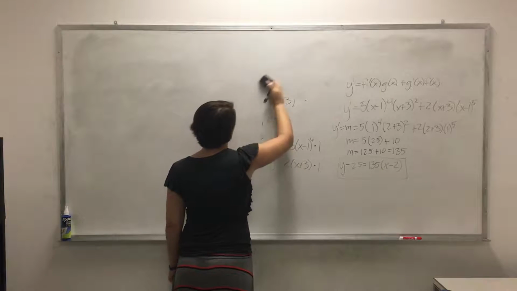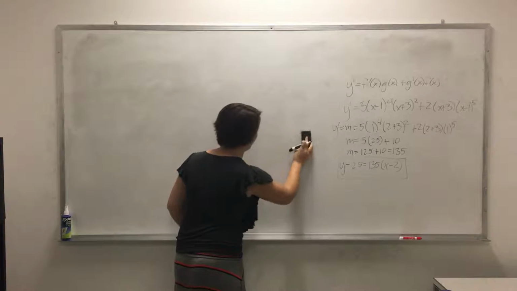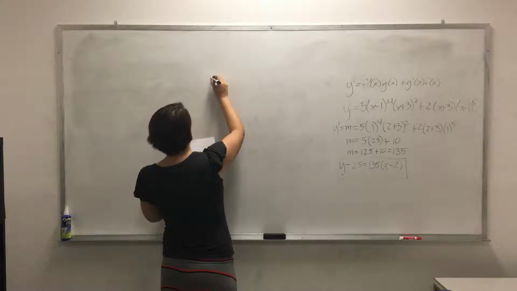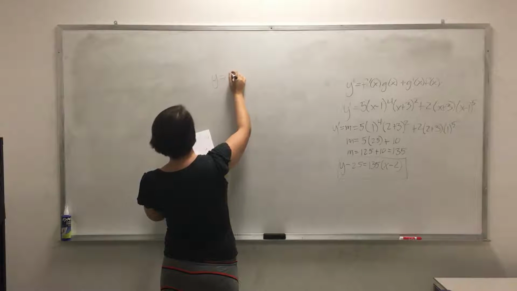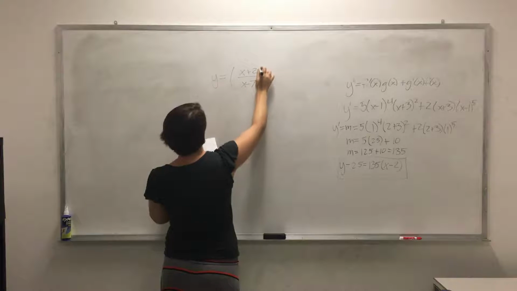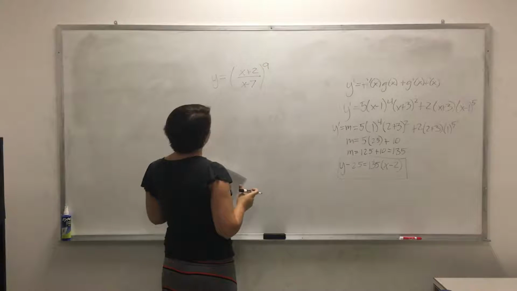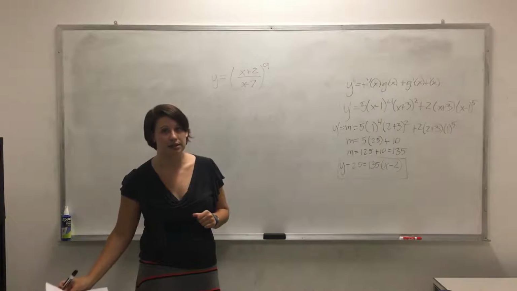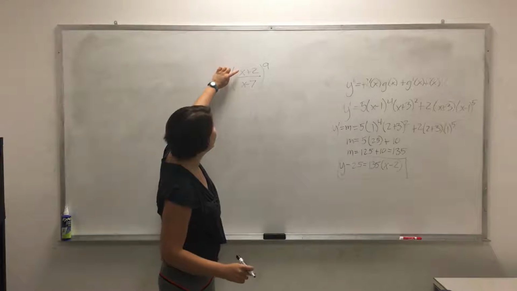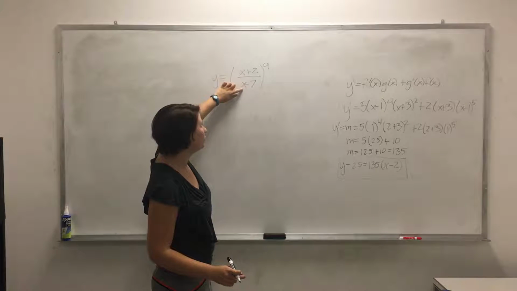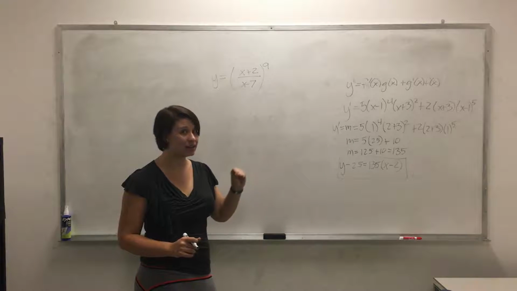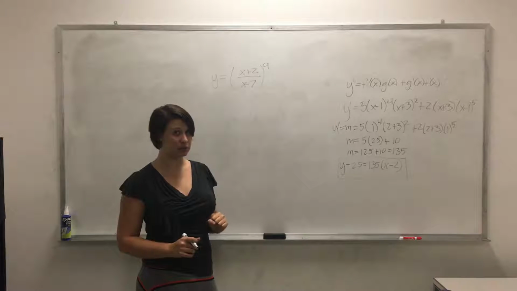Next problem will be about taking the derivative of y equals ((x plus 2) over (x minus 7)) to the 9th. Now we should all recognize this as a quotient rule overall once we simplify, because we have an x portion divided by another x portion. Because there's an x in both the numerator and the denominator, that's why we have to use this rule.